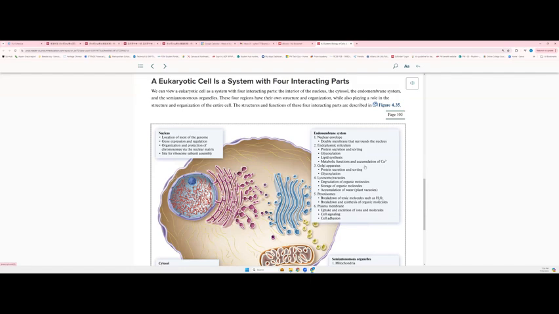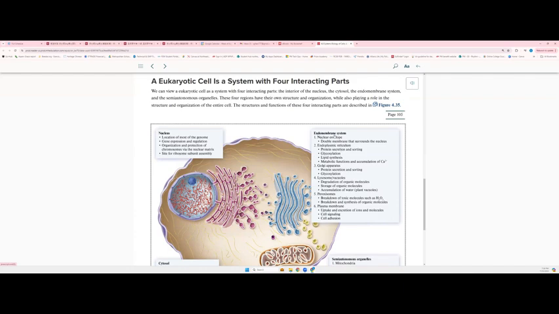And then the endomembrane system is very complicated, right? It's composed of different organelles. So we're going to divide it into several different organelles.